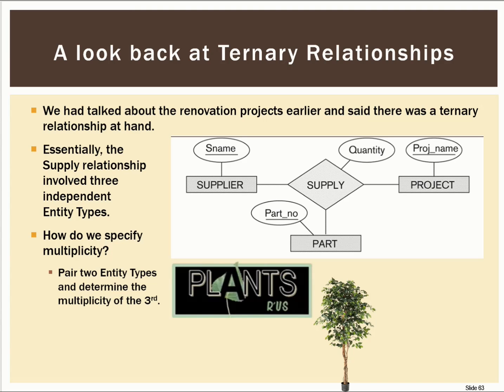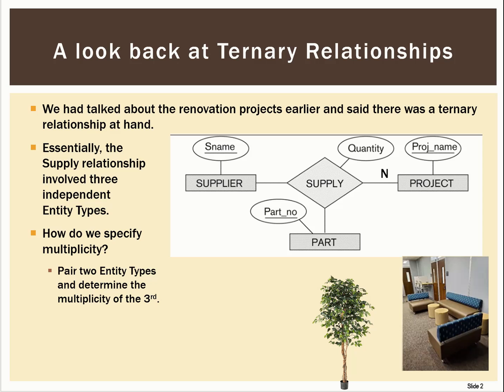Because you notice there's no cardinality on these diagrams. So what we would do is we would have to hold two of them constant, pair two of them together, and determine the multiplicity of the third. So let's look at supplier, like Plants Are Us, and a part. Now for a supplier-part pairing, would that pairing be used in one project, or could it be used in more than one project? And the ficus tree from Plants Are Us could be used in many different renovation projects. So the multiplicity here for project is N.